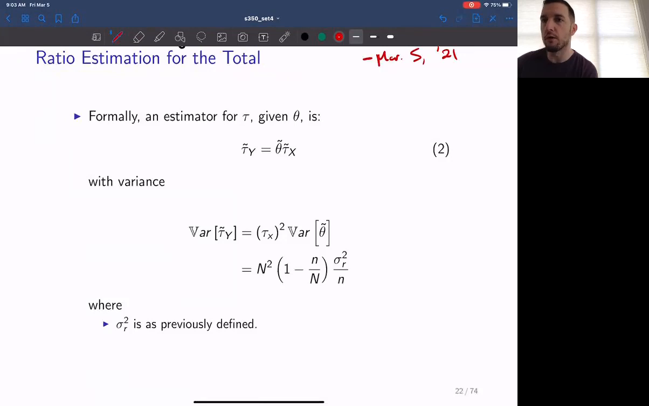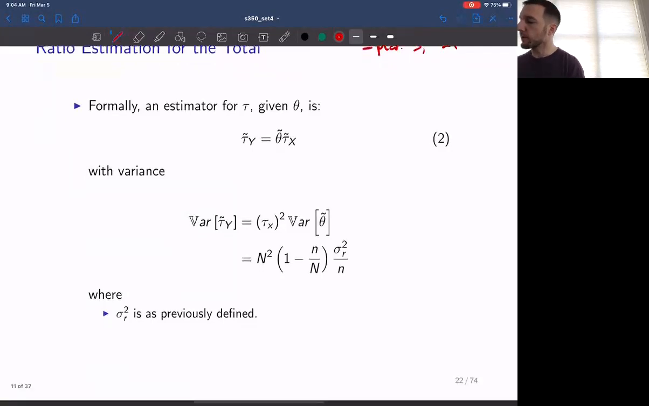Then we can show that the variance of this estimator has effectively the exact same form as the SRS variance of the total estimator, in that we take the portion that is related to the mean, which is the 1 minus n over little n squared, multiplied by sigma r squared over little n, and we're now multiplying by capital N squared. This is a fairly straightforward derivation from the one that we performed for the variance of mu tilde y.